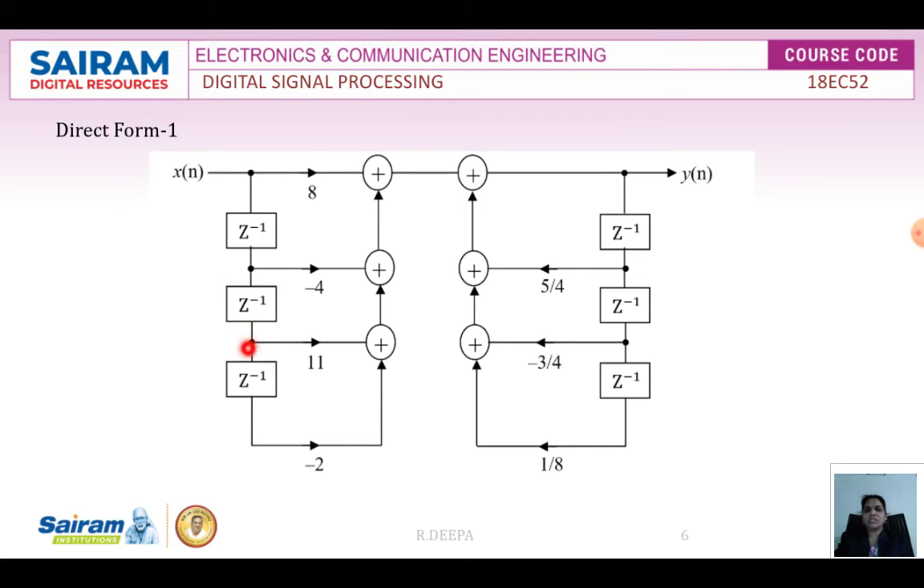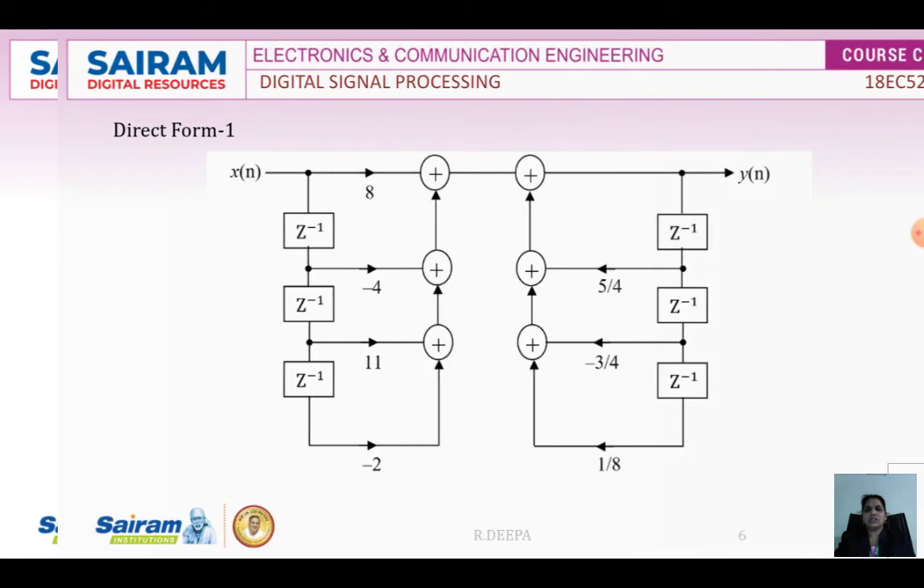And then again one more delay. So output will be x of n minus 2, then multiply with 11. Then again one more delay, x of n minus 3, then multiply with minus 2. Again here you introduce a 2 input adder, which will add these 2 inputs and it will be available for the next summation block. And again from here it is given to the final summation block in order to get 8x of n minus 4x of n minus 1 plus 11x of n minus 2 minus 2x of n minus 3.